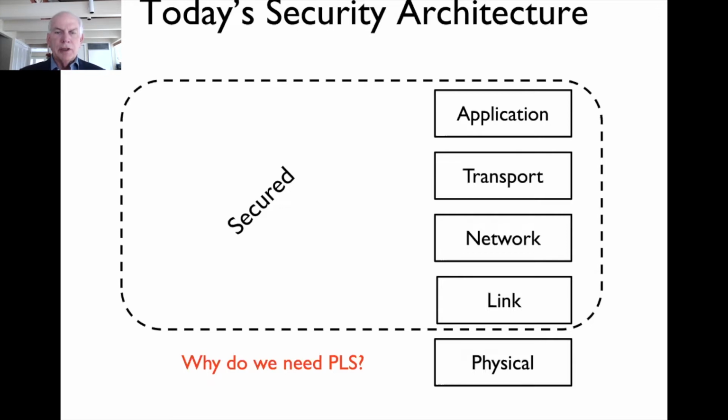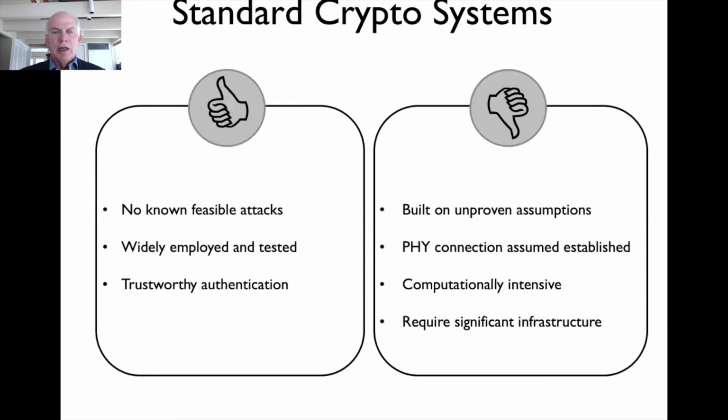Well, a couple of things. First of all, some of the good things about standard security primitives, and particularly cryptographic systems, is that they're immune to known attacks. There aren't any known physical attacks. They're widely employed and tested, and they allow us to do trustworthy authentication.